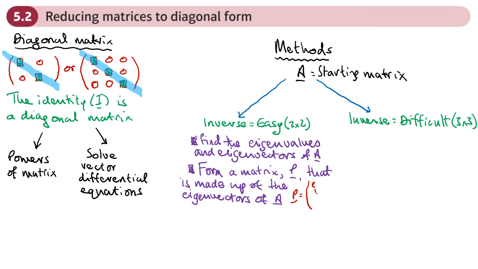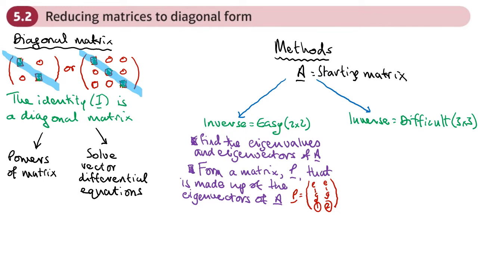eigenvector, so I'll just put eig1, and the second column is going to be the second eigenvector, like this. Okay, so I'm assuming we're talking about a 2 by 2 matrix. If it was 3 by 3, then it'd be the first eigenvector here, the second eigenvector here, and the third eigenvector there. So this matrix P is made up of these eigenvectors of A in columns.